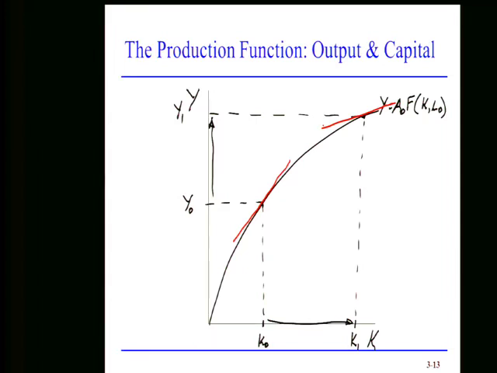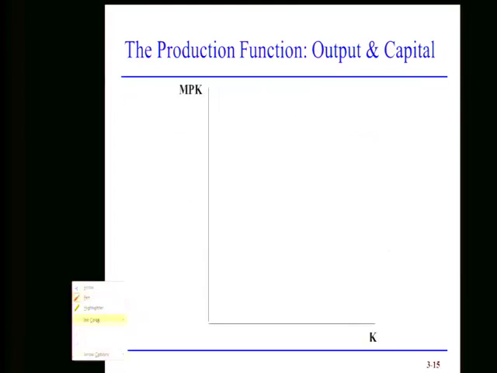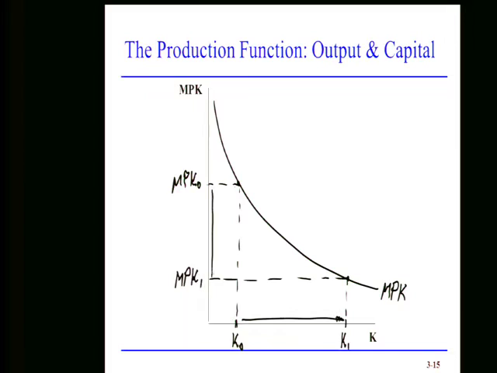So that then gives us these 2 features: increasing returns to capital and diminishing marginal product of capital, where the marginal product of capital is simply the change in output brought about by a small change in the capital stock. We can also chart the marginal product of capital, and we would see that it falls something like that. Okay? So again, notice when the capital stock is relatively low, the slope of the production function is relatively steep, and the marginal product of capital will be relatively high. When we have a lot of capital, the slope of the production function will be relatively flat, and that means that we have a much lower marginal product of capital.